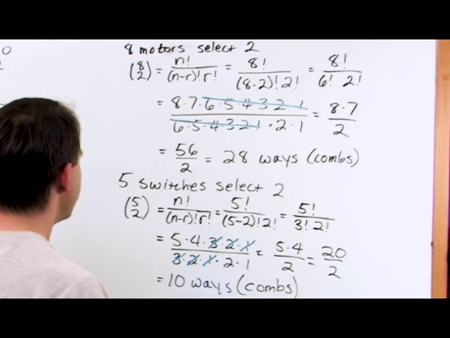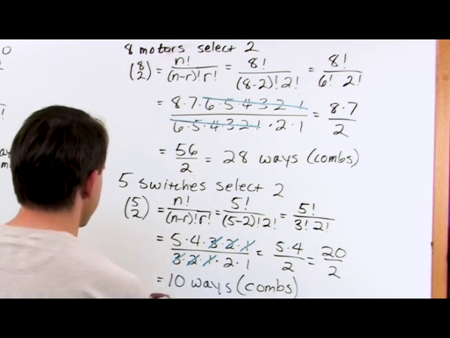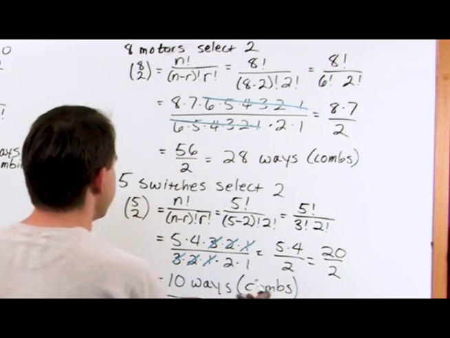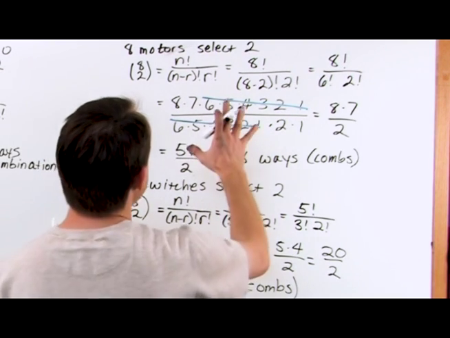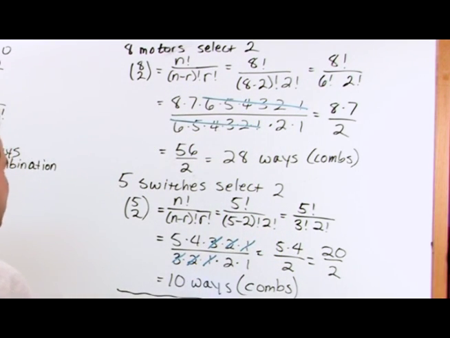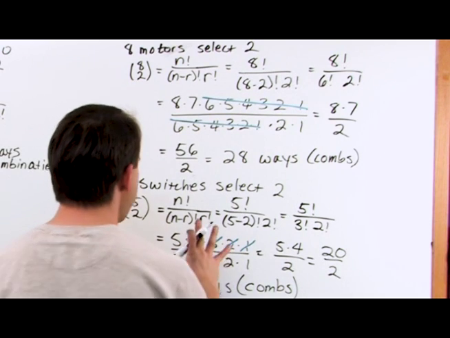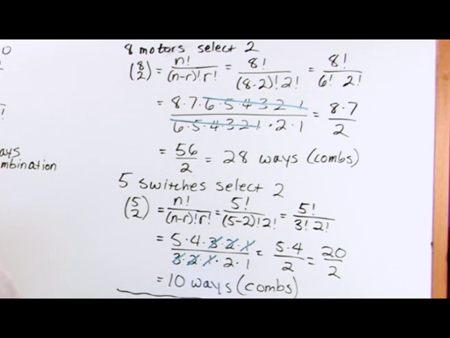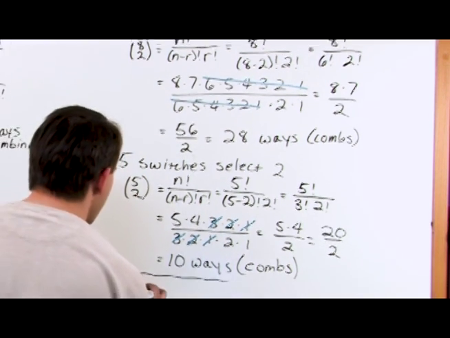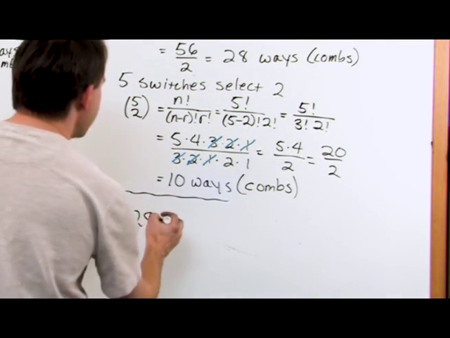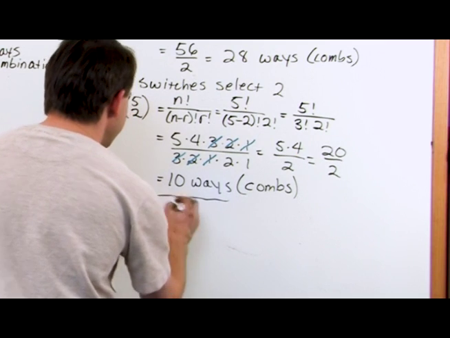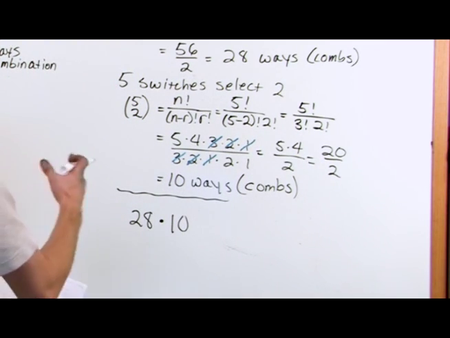Okay, so here's where the fundamental thing comes into place. What do you do with these numbers? I mean, the answer is how many ways can you do all this together? Well, you can think of event number 1 as the act of selecting 2 motors, and event number 2 as the act of selecting the 2 switches. So event 1 can happen 28 ways, and event number 2 can happen 10 ways.